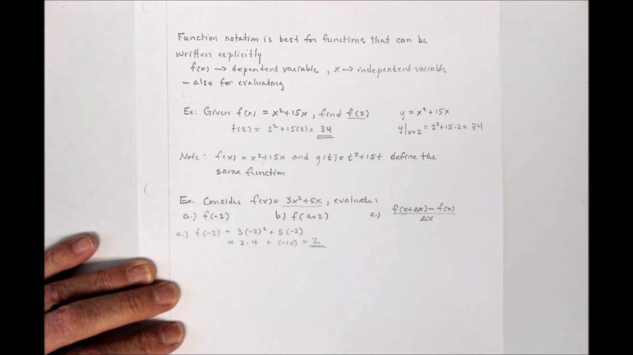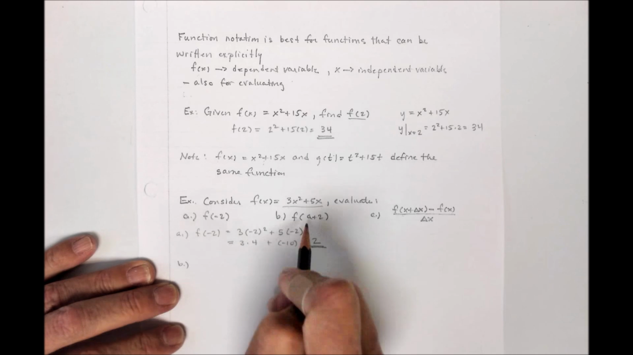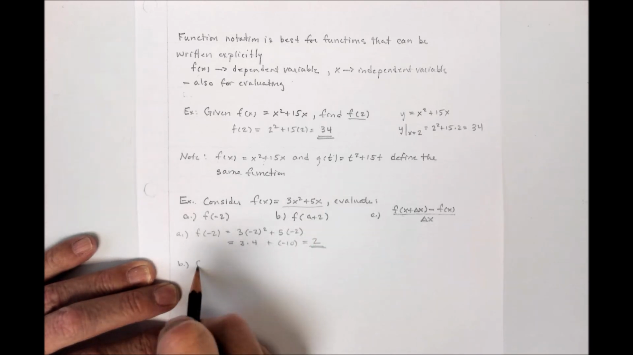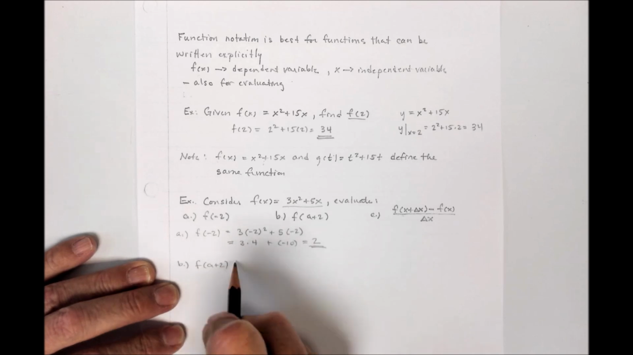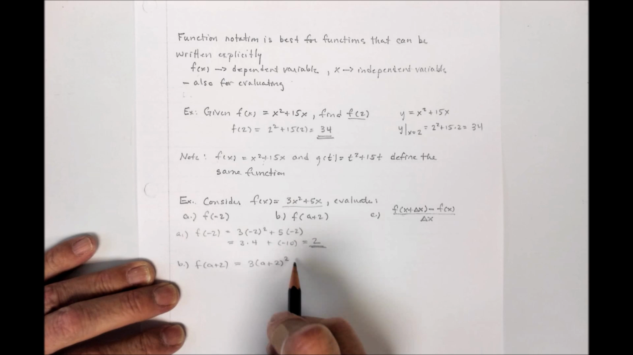Well, now it gets a little trickier because it's not a number that you're plugging in, but it's an expression, a plus 2. But we're going to work it the same way. We're going to substitute a plus 2 into our independent variable x. So I'm going to write f of a plus 2 is equal to 3 times the quantity a plus 2 quantity squared plus 5 times the quantity a plus 2.